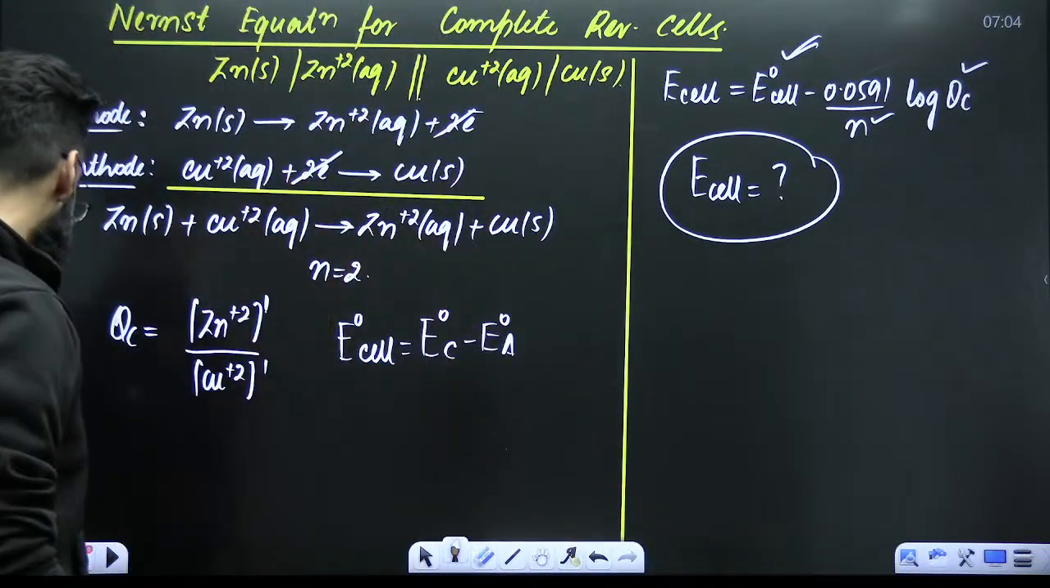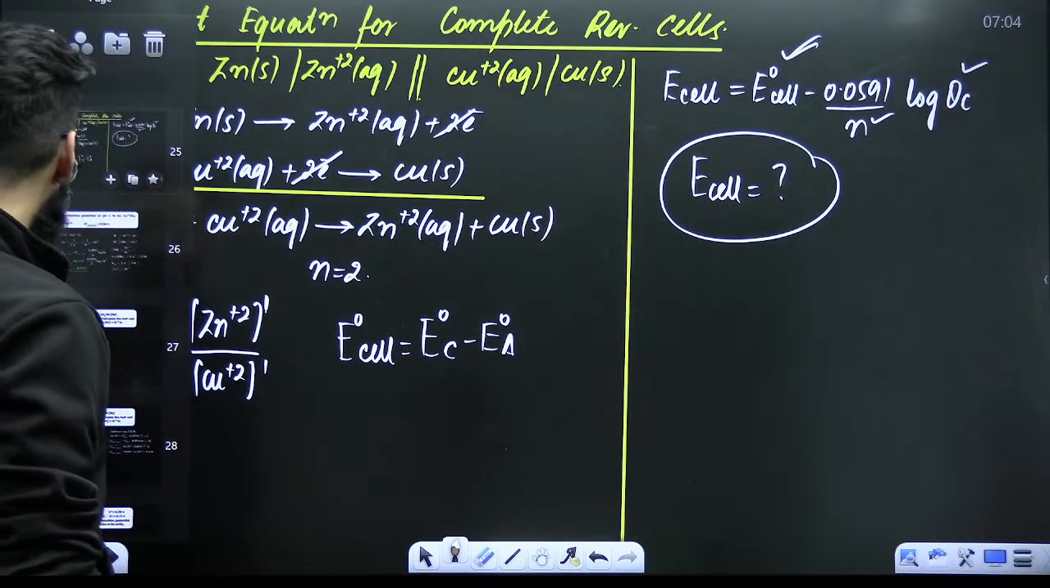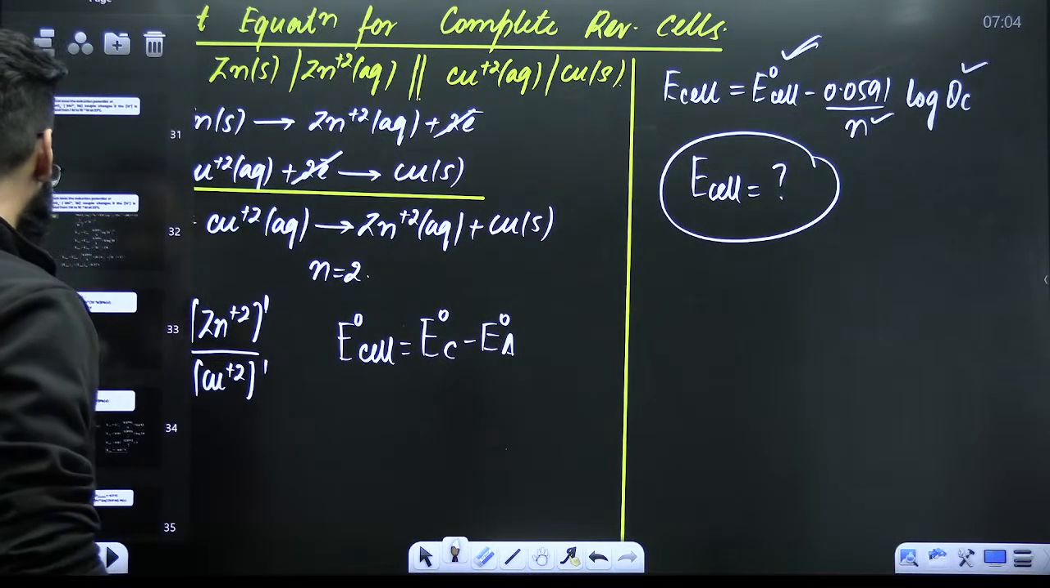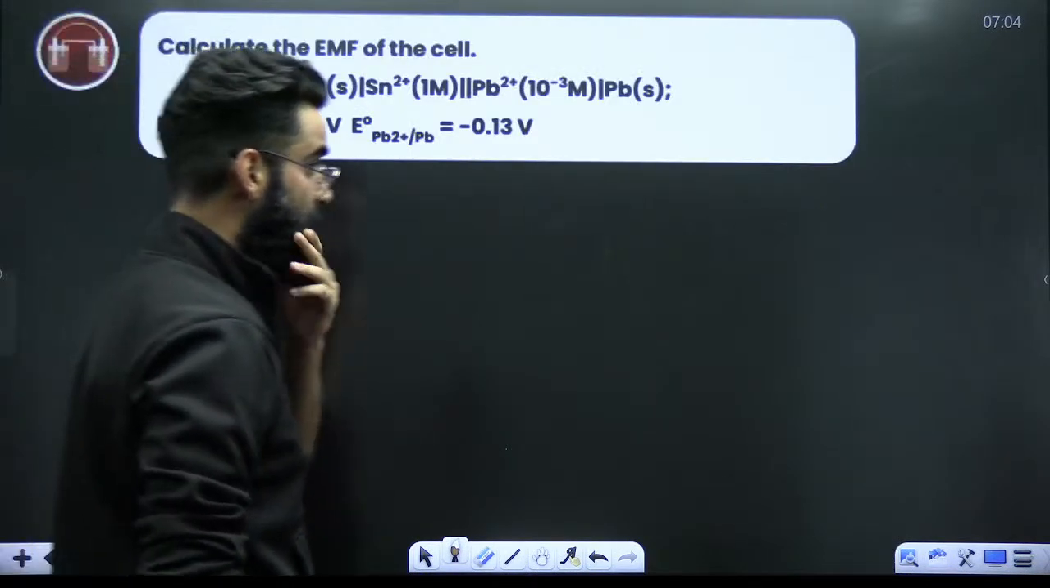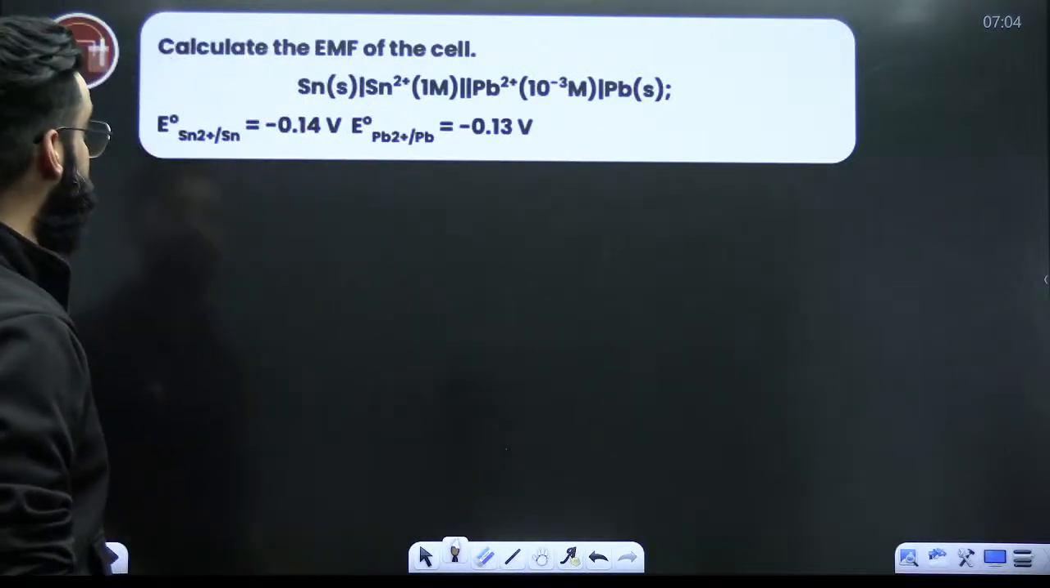All right. So let's try to see some questions through which you'll get the idea how Nernst equation is used for complete cells. For example, this is the question on your screen. Let's see how this sort of equation is to be solved.